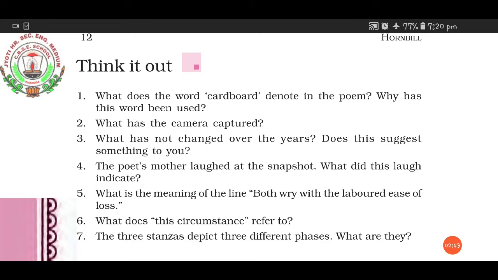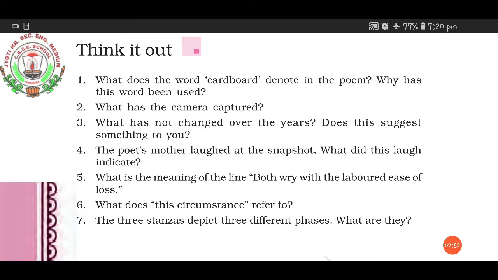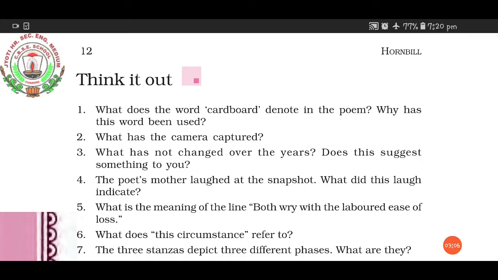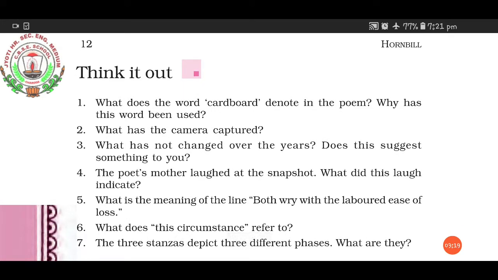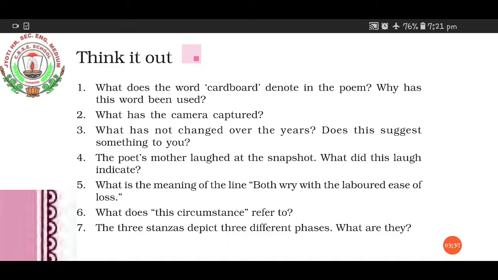Now here it has been asked why this word has been used. The word cardboard is used just to tell that it is for the purpose of safety and longevity of the photograph. Next question: what has the camera captured? You remember I told you that the uncle was taking the photograph, and now it has been asked that when the poet looked at the photograph, what did the poet see in it? The camera has captured 3 girls of age 12, in which the eldest one is the poet's mother, and the other 2 girls, while paddling, were holding the poet's mother's hands and enjoying the sea holiday, posing to their uncle's camera. Third one: what has not changed over the years?